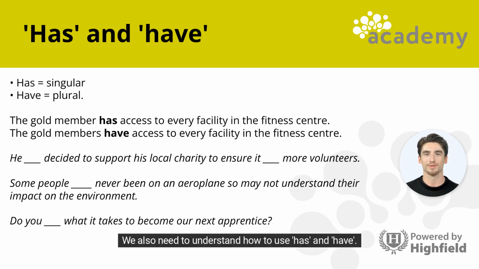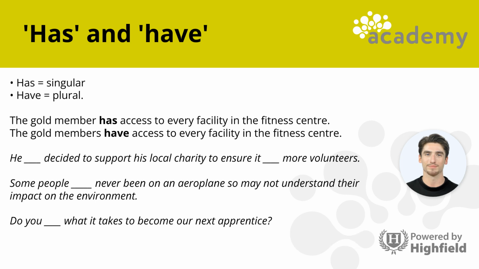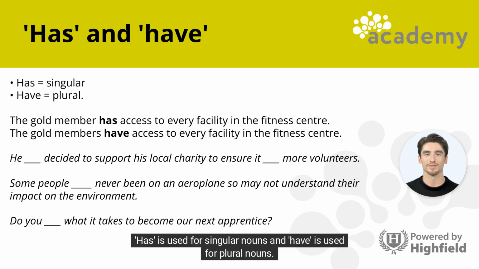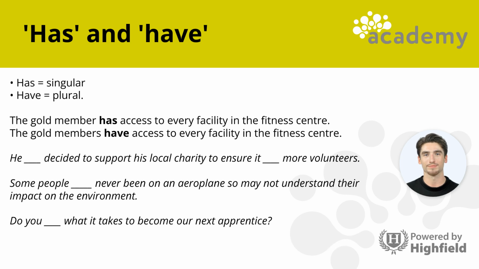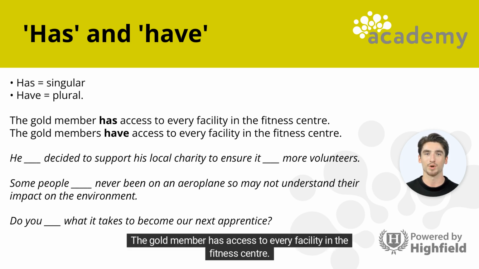We also need to understand how to use has and have. Has is used for singular nouns and have is used for plural nouns. For example, the Gold member has access to every facility in the fitness center. There is only one Gold member in this sentence, so has is used.